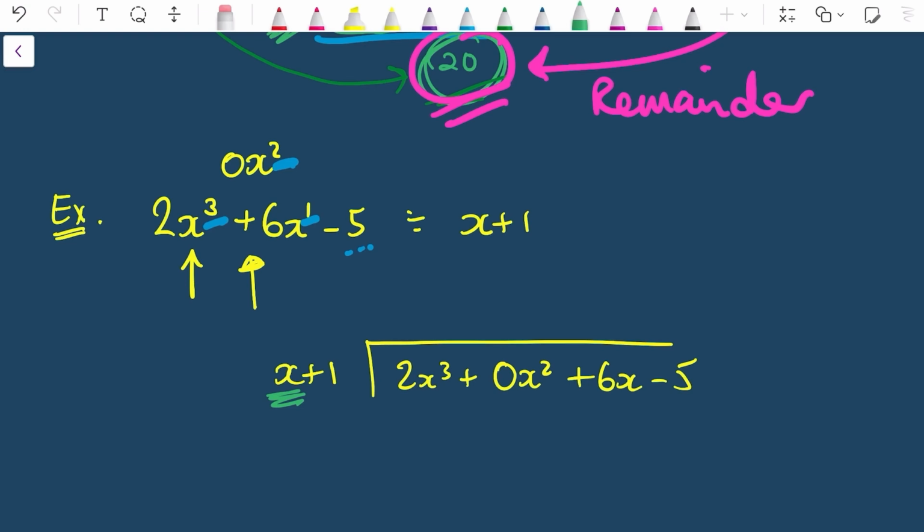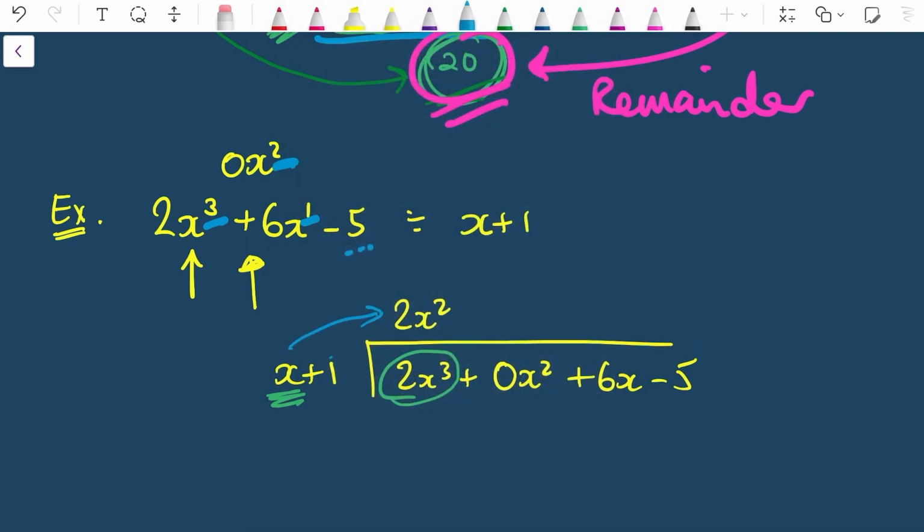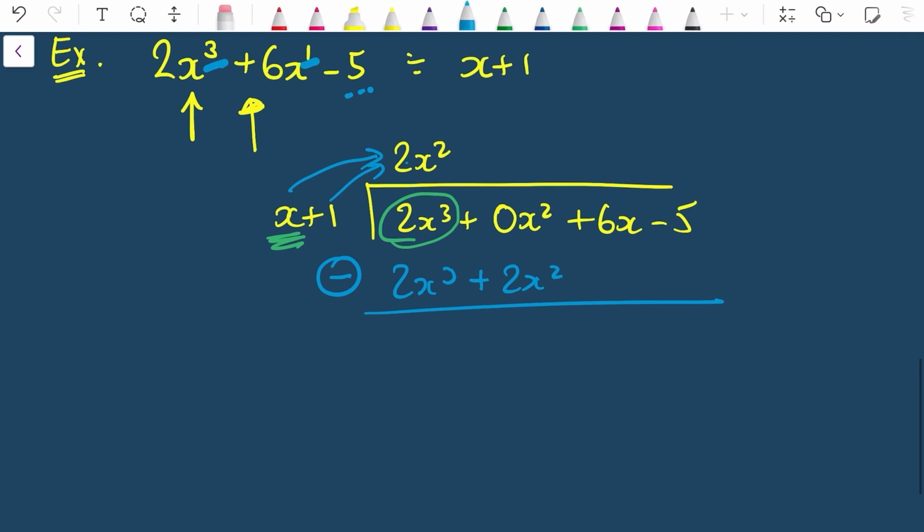I say, what can I multiply x by to get 2x cubed? The answer to that is 2x squared. And then I go and multiply. So I'm going to say x times 2x squared gives me 2x cubed, and 1 times 2x squared, well, that's going to give me positive 2x squared. Draw a line and I subtract. I get 0. 2x cubed minus 2x cubed is 0.